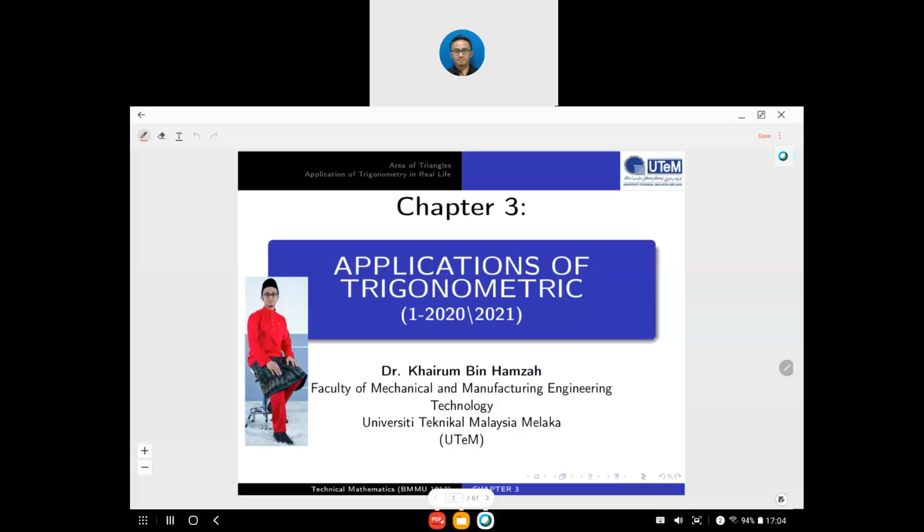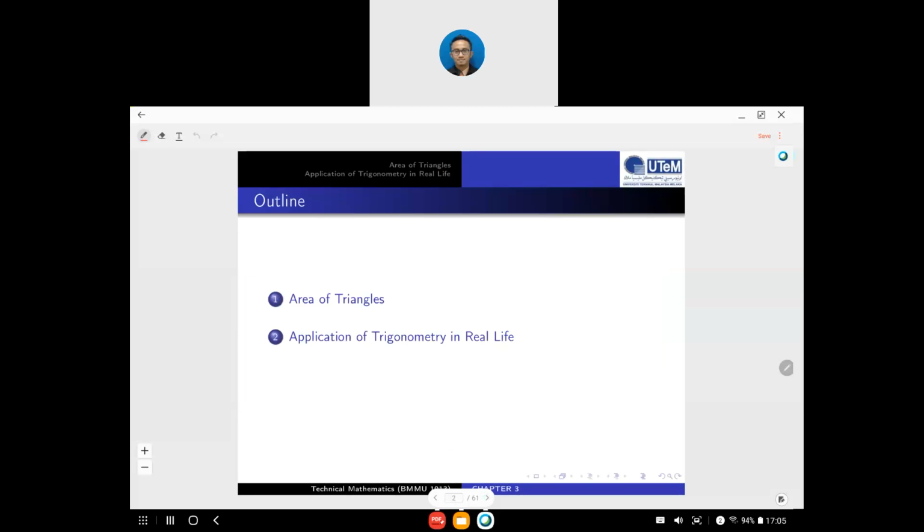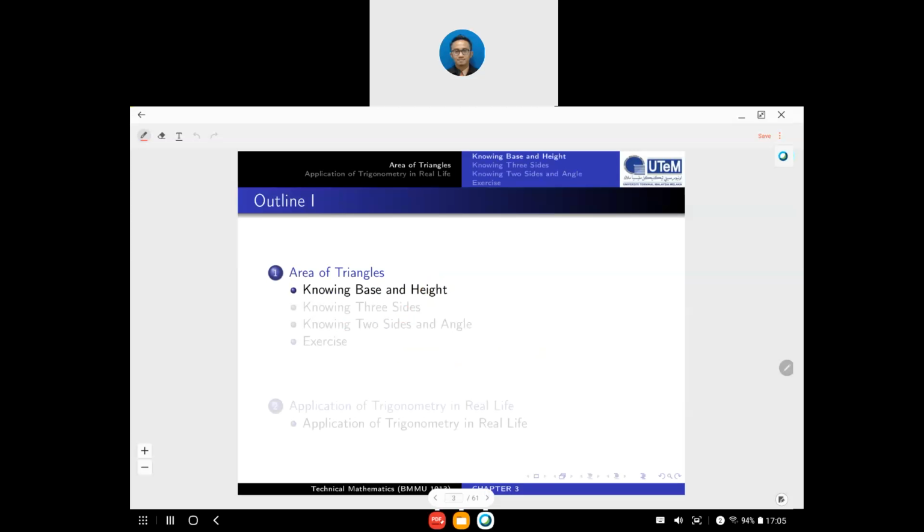So today we continue our lecture, chapter 3, applications of trigonometry. This is the last subtopic for this chapter. We will cover area of triangles and then application of trigonometry in real life. In this application of trigonometry, we can be given any types of equations related to trigonometry, so you need to use all the rules that you already learned. Let's proceed to the first one, area of triangle.